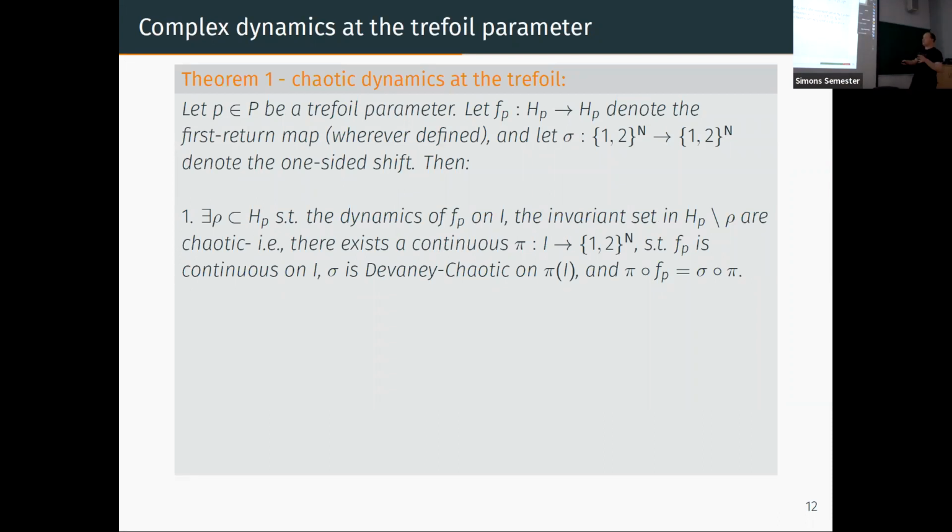First of all, there exists a curve, a row in the parameter space, such that the invariant set of the first return map on the invariant set in the cross-section minus that curve is chaotic, by which I mean there exists a continuous factor map from this invariant set to the symbol space such that the shift is Devaney chaotic on the image of the factor map, by which I mean that the periodic trajectories are dense and there exists a dense trajectory.